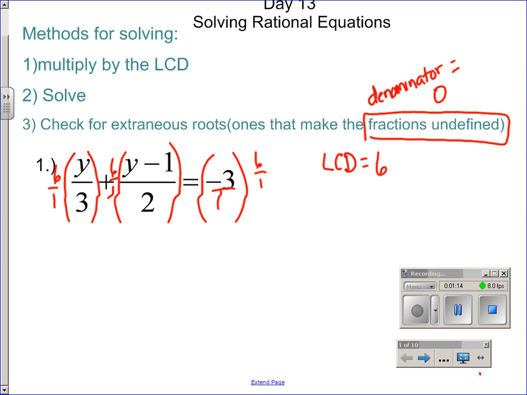So now let's look at the first one. 3 goes in here once, 3 goes in there twice. So now you're going to multiply. What's 2 times y? 2y. And then there's nothing on the bottom, it's just 1.